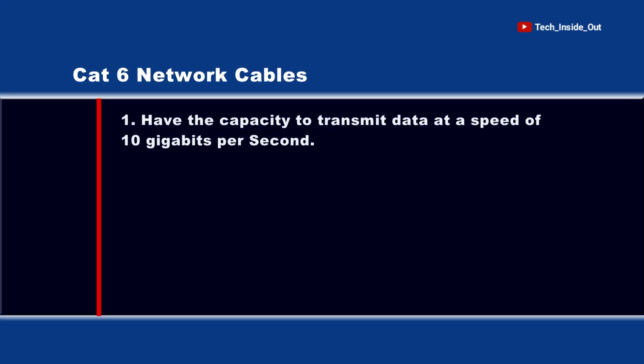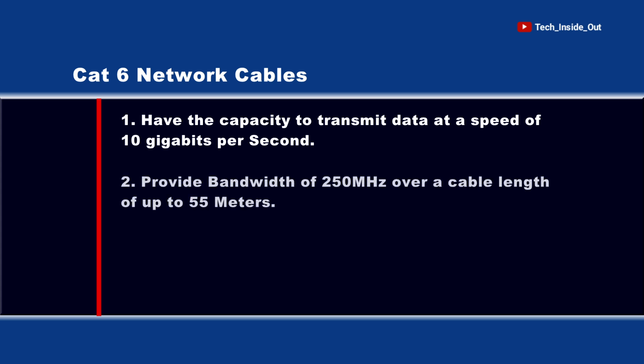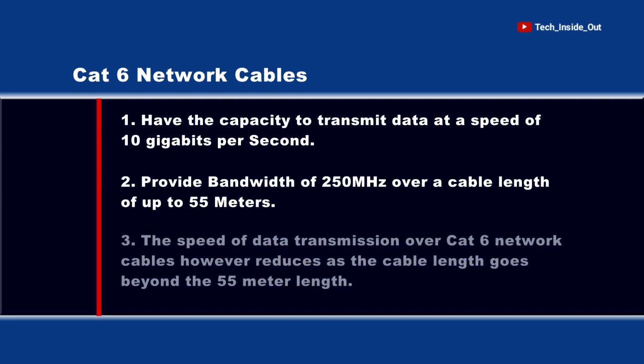Cat6 network cables have the capacity to transmit data at a speed of 10 gigabits per second, and they have a bandwidth of 250 megahertz over a cable length of up to 55 meters. The speed of data transmission over Cat6 network cables, however, reduces as the cable length goes beyond the 55-meter length.